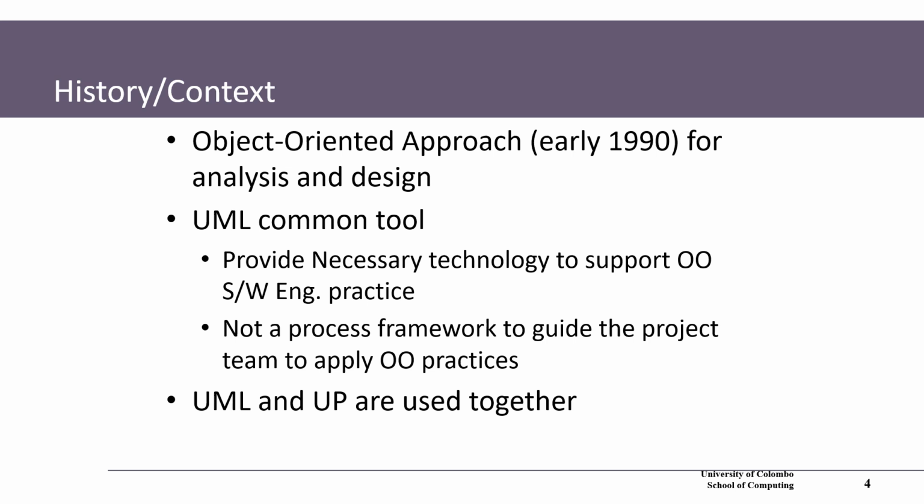It provides the necessary technology support for object-oriented software engineering practice. Most of the time, people use the unified process as the most suitable process model to design and develop object-oriented things. Just wanted to highlight that UML is not a process framework to guide the project team to apply object-oriented practices. But they go together, UML and UP.